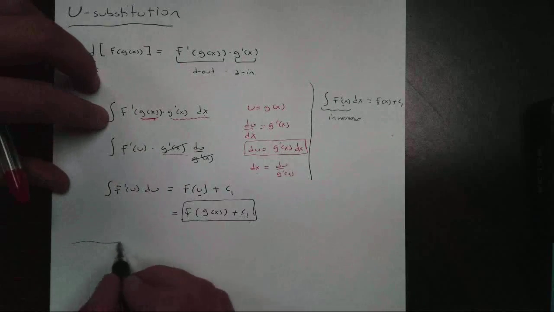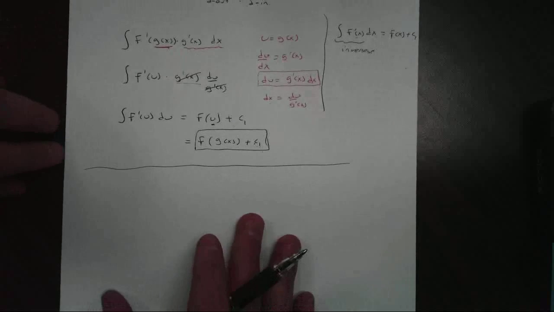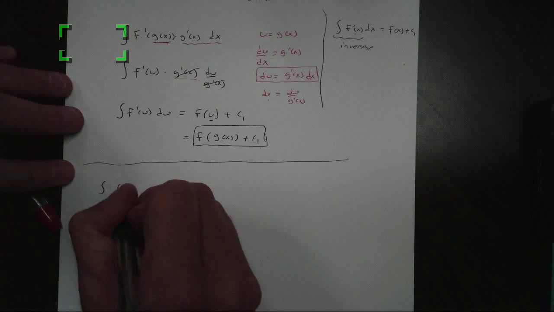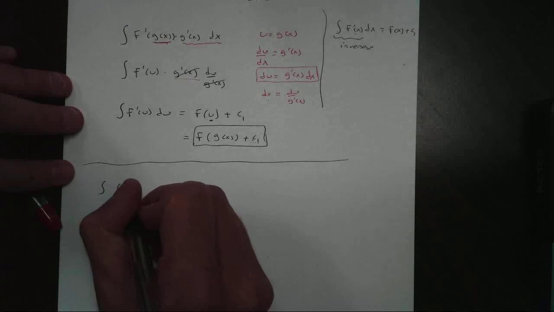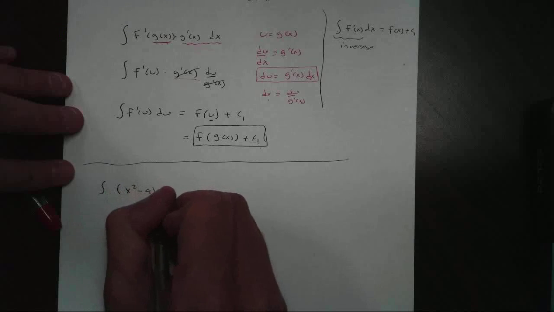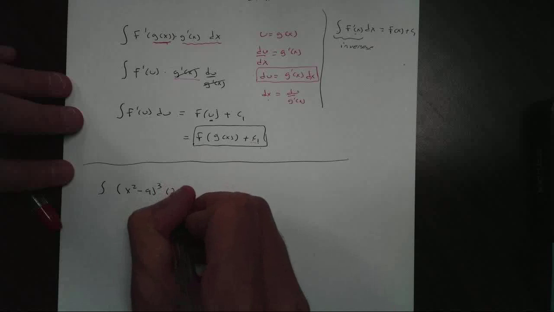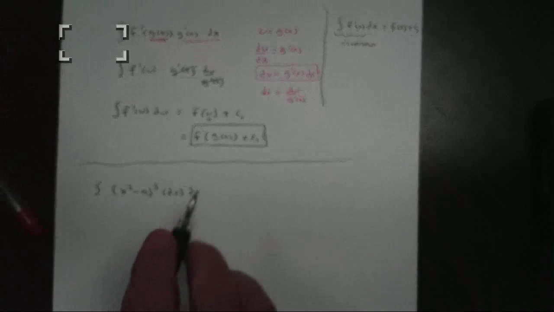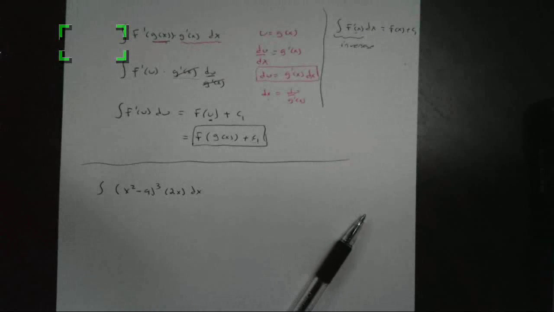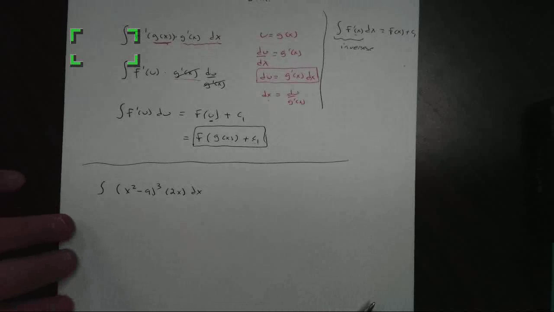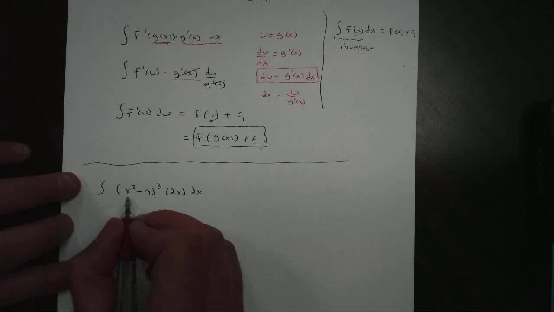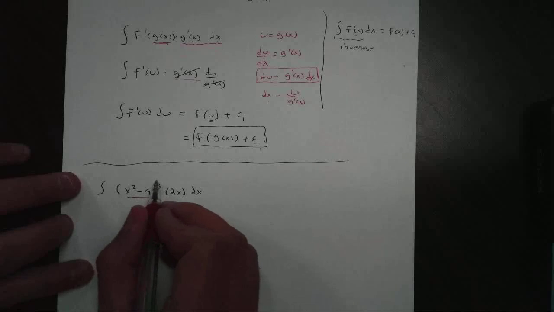So let's take a look at some examples here. And this is very easy to do. So let's integrate the following. Let's say here we have x squared minus 9, cubed, times 2x dx. Now, 9 times out of 10, when we use U substitution, u is going to be the inside part. It's inside of something.